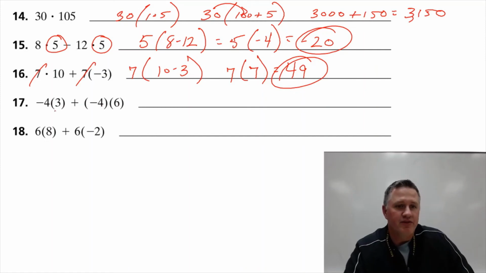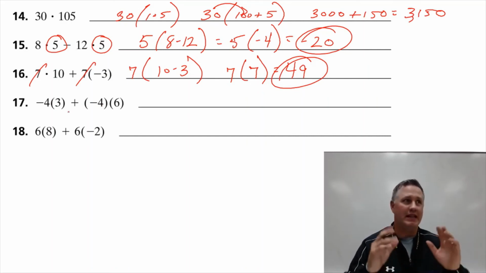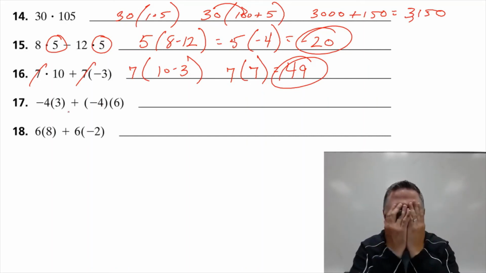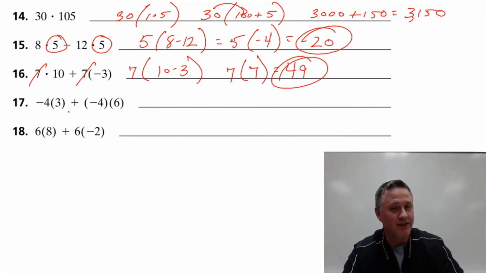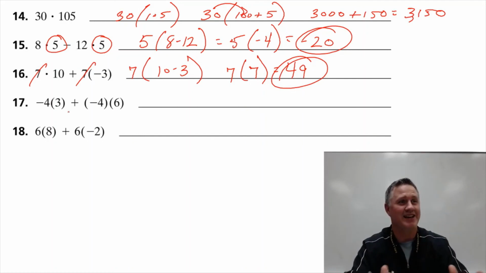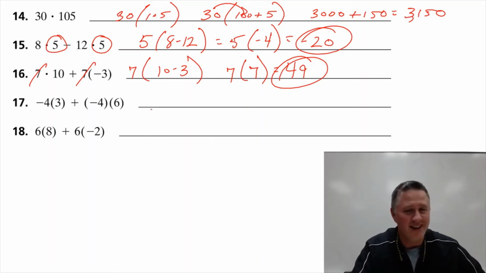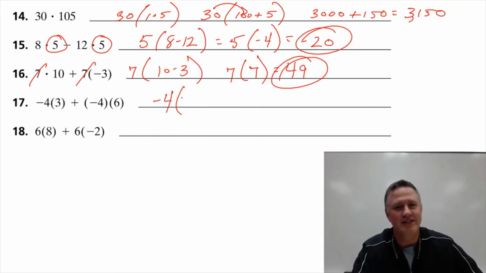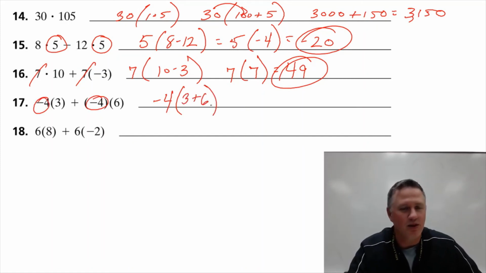All right, -4 times 3 plus -4 times 6. They're both times negative 4. Pull out the negative 4, and you have 3 plus 6. Now these two are going to gang up, and it's negative 4 times 9, which is negative 36.